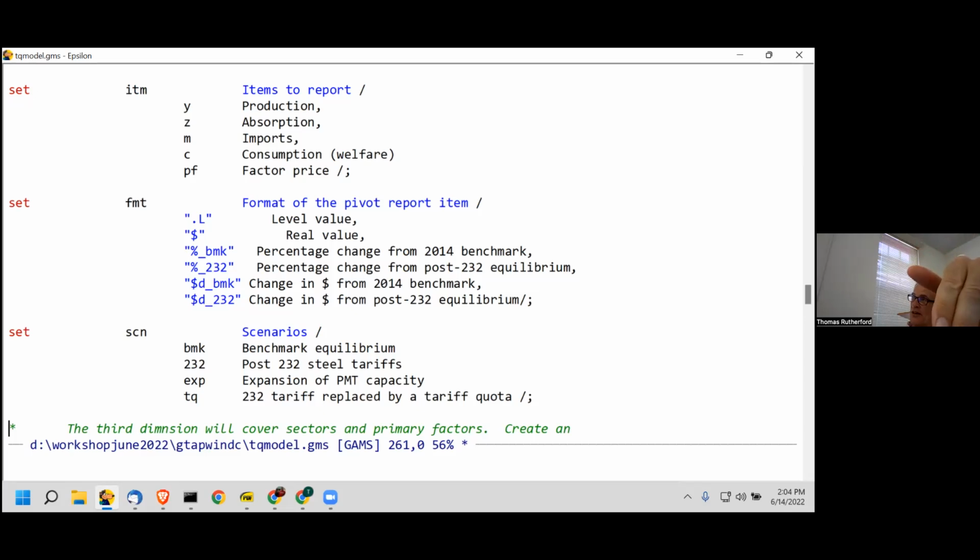What I'm doing here is I don't observe it. I have a 2014 base year. I don't like it. So I'm going to apply the 232 tariffs on top of the model, perturb the equilibrium to that point, and then do the tariff quota reform on top of that. It may be that it doesn't line up exactly, but it approximates what's happening.